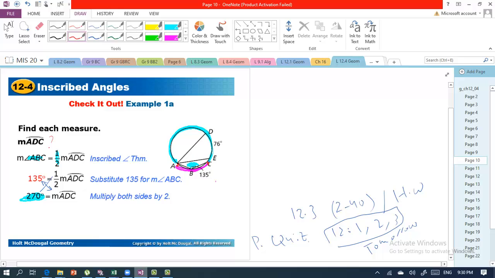So this is 135, which is given here. You can see it is given, and this angle is half of the given arc, which means this arc is double that angle, which is 270. By this we have found ADC, double of the inscribed angle, which is 270, as we can see. And then we give homework for students.